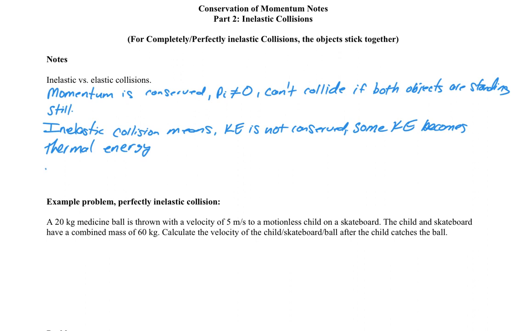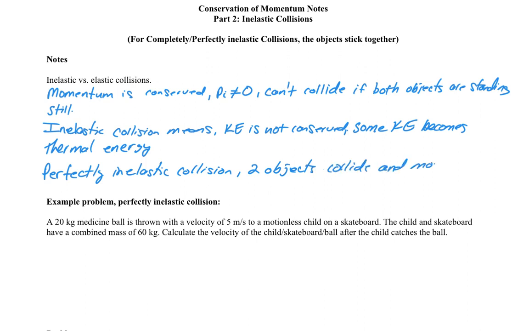What we're going to see and what we're going to talk about for right now are perfectly inelastic collisions. And what this means when we have a perfectly inelastic collision is that the two objects collide and move off while stuck together. So the two objects collide and they move off while they're stuck together.